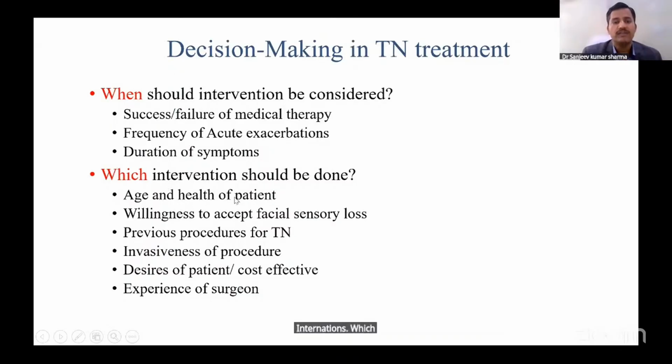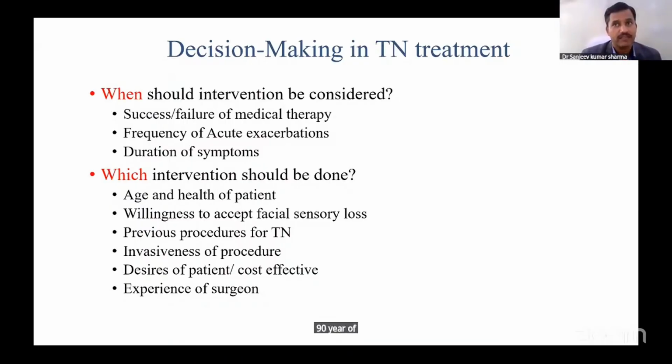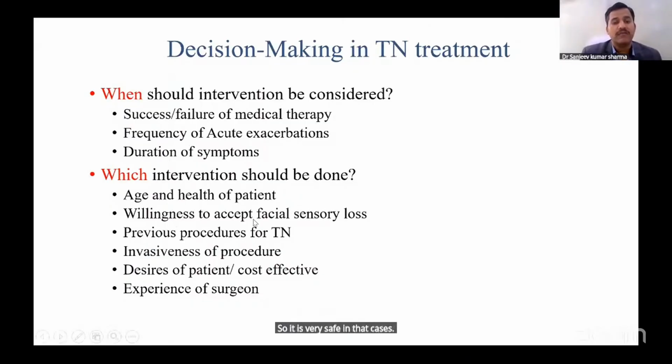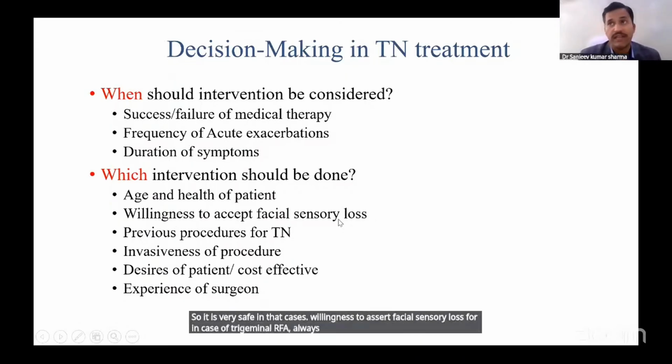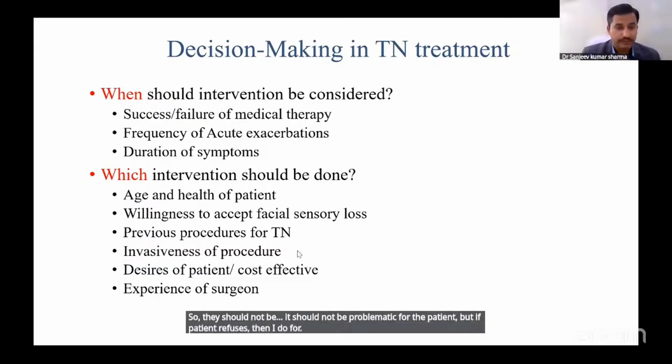Which intervention should be done? It depends on age and health of the patient. RFA is an intervention which can be done widely. I have done RFA for trigeminal neuralgia from 16 years of age to 90 years of age. I have done a 16-year-old girl and a 90-year-old lady also. So it is very safe in those cases. Willingness to accept facial sensory loss: in trigeminal RFA, I always say that the patient will have some amount of cutaneous hyperesthesia. So it should not be problematic for the patient. But if the patient refuses, then I go for pulse RF.